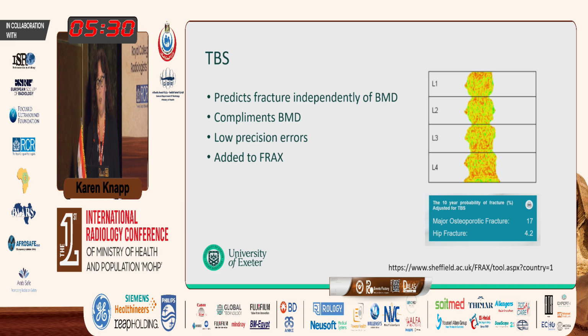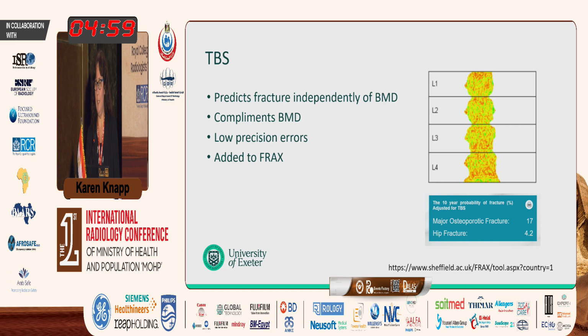And it can be used to complement bone mineral density. This is the image you get here on the right-hand side. And this is doing a pixel-by-pixel analysis to identify the trabecular structure based on the imaging appearances in the DXA. It has low precision errors, and at Exeter we've actually done the work to demonstrate this, and they're broadly in line with those that you get for DXA, which is unsurprising because this is derived from DXA imaging.